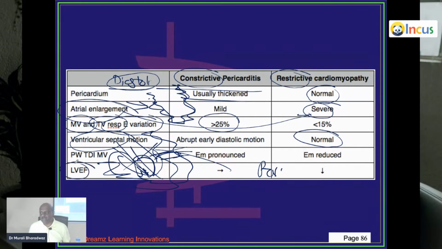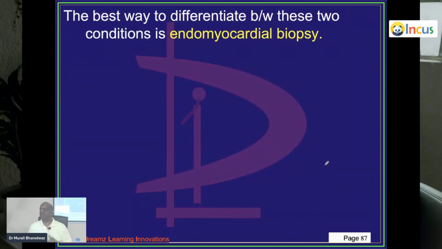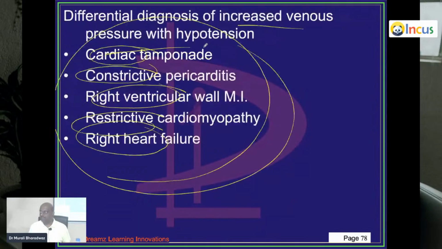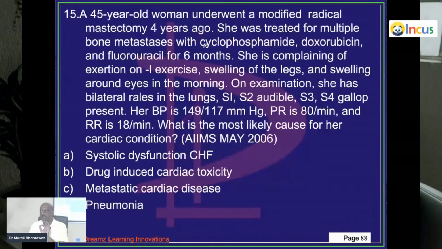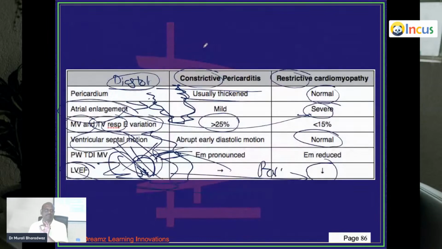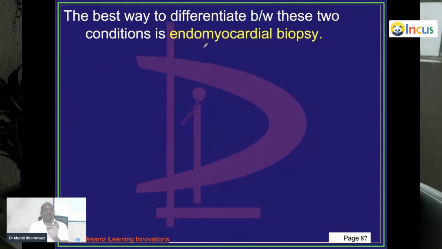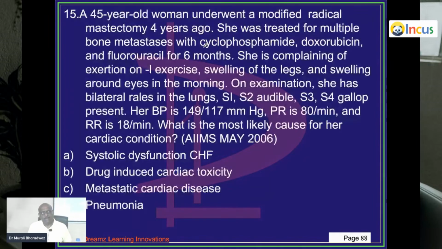And left ventricular ejection fraction is significantly decreased in restrictive cardiomyopathy. So how do you differentiate between the two? You do a biopsy of the cardiac muscle. The endomyocardial biopsy will prove that this is restrictive cardiomyopathy, whereas the heart is otherwise normal in constrictive pericarditis. It's only the problem of the outer pericardium, which is what you need to remember.